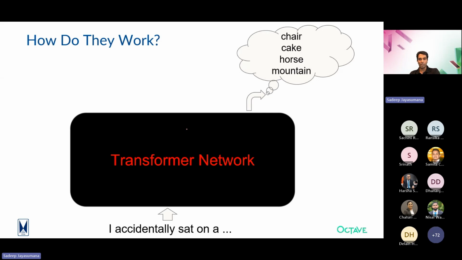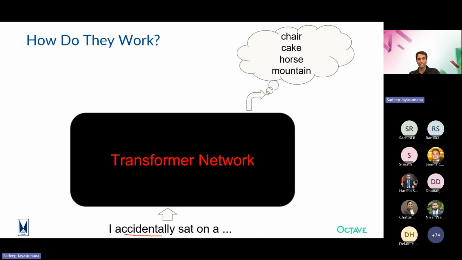This is the black box that I'm going to open up in a bit. But for now, we are feeding our sentence into this black box. I accidentally sat on a, so that's what I'm going to feed. And then this black box is supposed to understand the sentence and then complete the rest of the sentence. For example, because of the word accidentally, it will understand that this is supposed to be like a funny word or something.